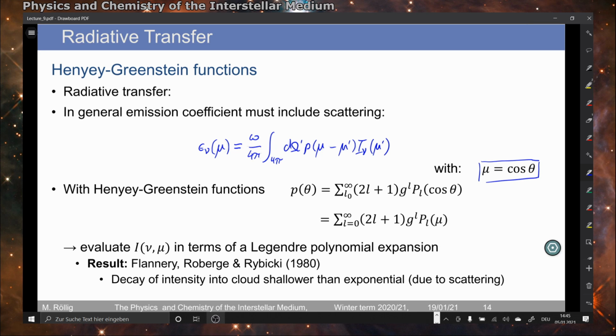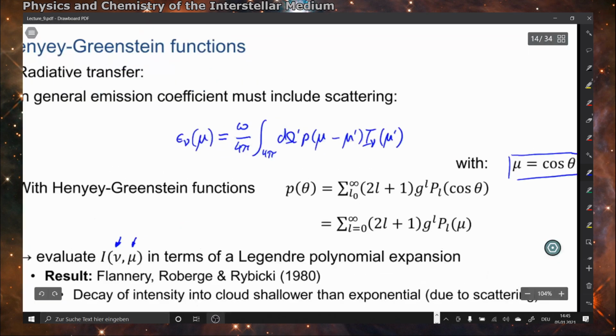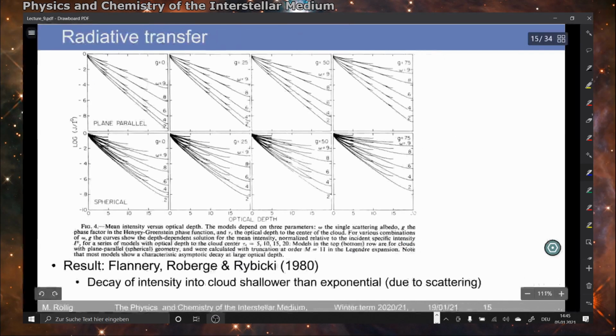So we can compute the intensity now as a function of the frequency or wavelength and as a function of the direction in terms of Legendre polynomials. This has been done for different geometries, for example by Flannery, Roberge and Rybicki in 1980, who show that the decay of the intensity into a cloud is shallower than exponential, as it would be with pure attenuation, because of the scattering.